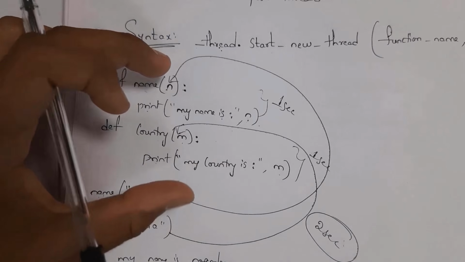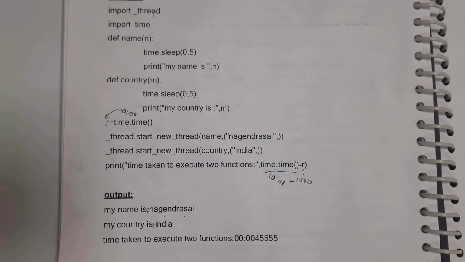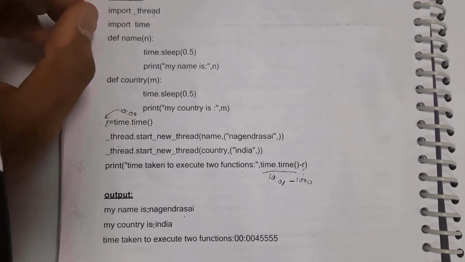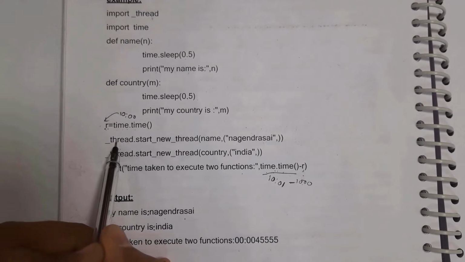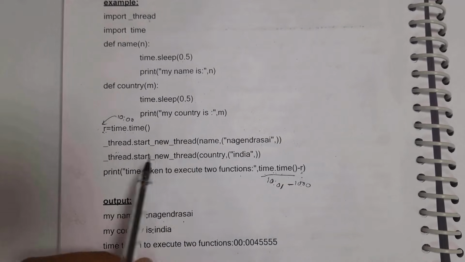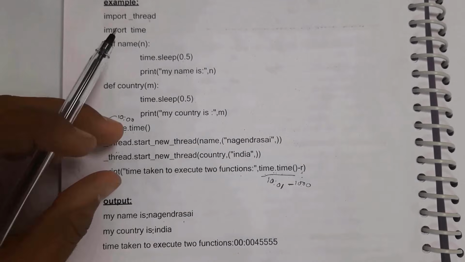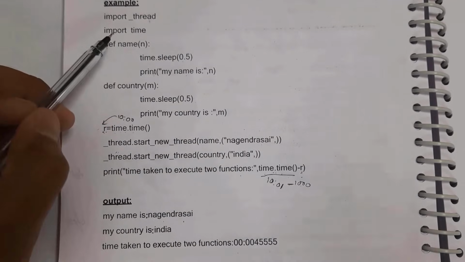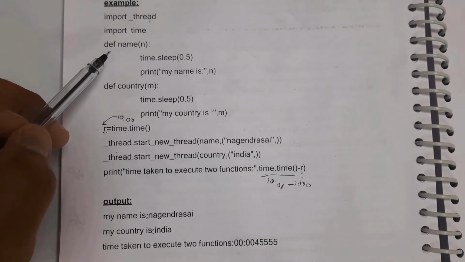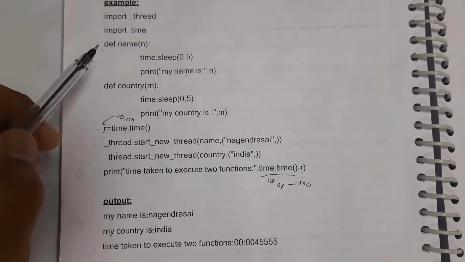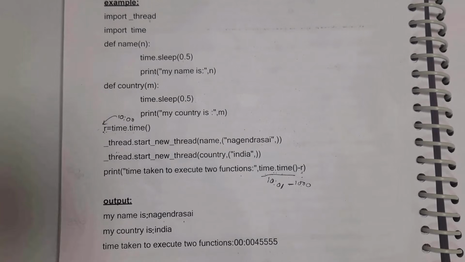Whereas if you execute the same program by using the thread module, it will take only 1 second to execute these two functions, because the thread module will execute functions concurrently. Whenever you write _thread.start_new_thread with name Nagendra and country India, it will execute these two functions at a time. Within 1 second, it will execute the name function and the country function. So the time taken is only 1 second. In order to save time, we can use the thread module. By using the thread module, we can execute functions concurrently within the program.